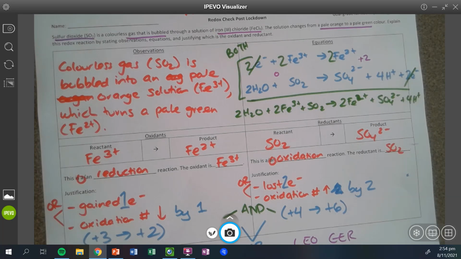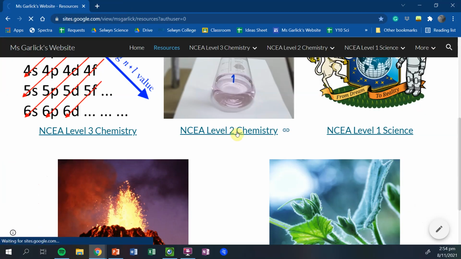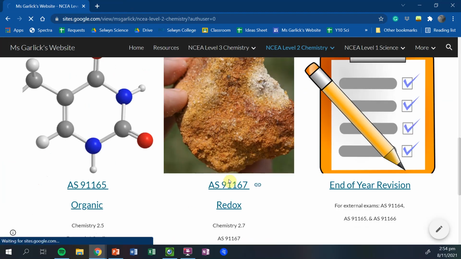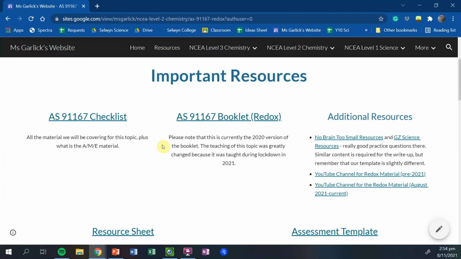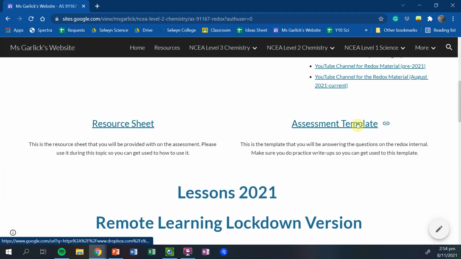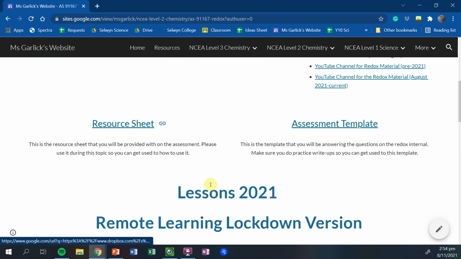All right? So here's my website. We're going to level 2 chemistry. We're going to Redox. All right, here's some of the stuff that I posted online. Assessment template, if you guys want that. I've printed out some copies. I have enough for each person to take 2. There's also the resource sheet there.